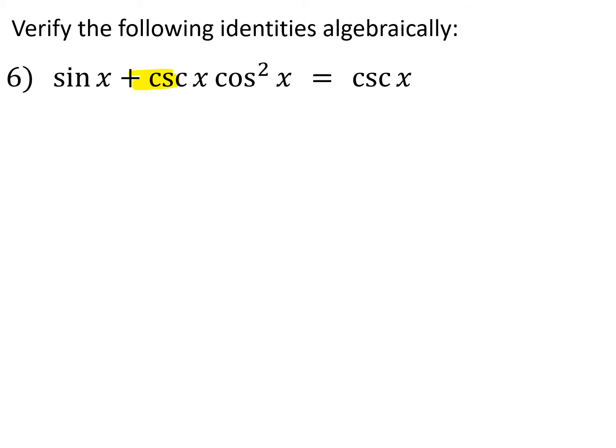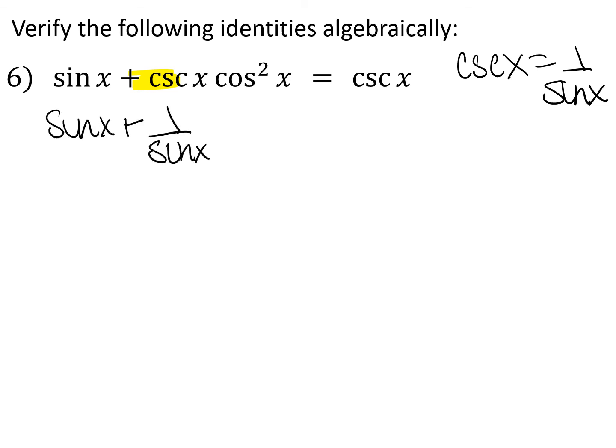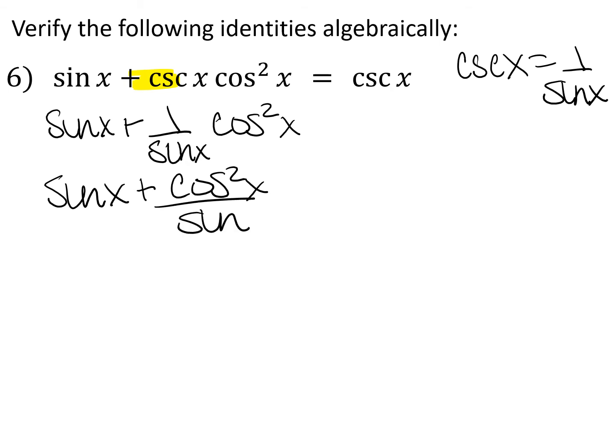So I'm going to use this identity here. Cosecant x is equal to 1 over sine x. Normally I wouldn't change that because I know what I want, but I just don't see anything else to do right now. So I'm going to have sine x plus 1 over sine x times cosine squared x. Let's see, I could rewrite this as a fraction: sine x plus cosine squared x over sine x.